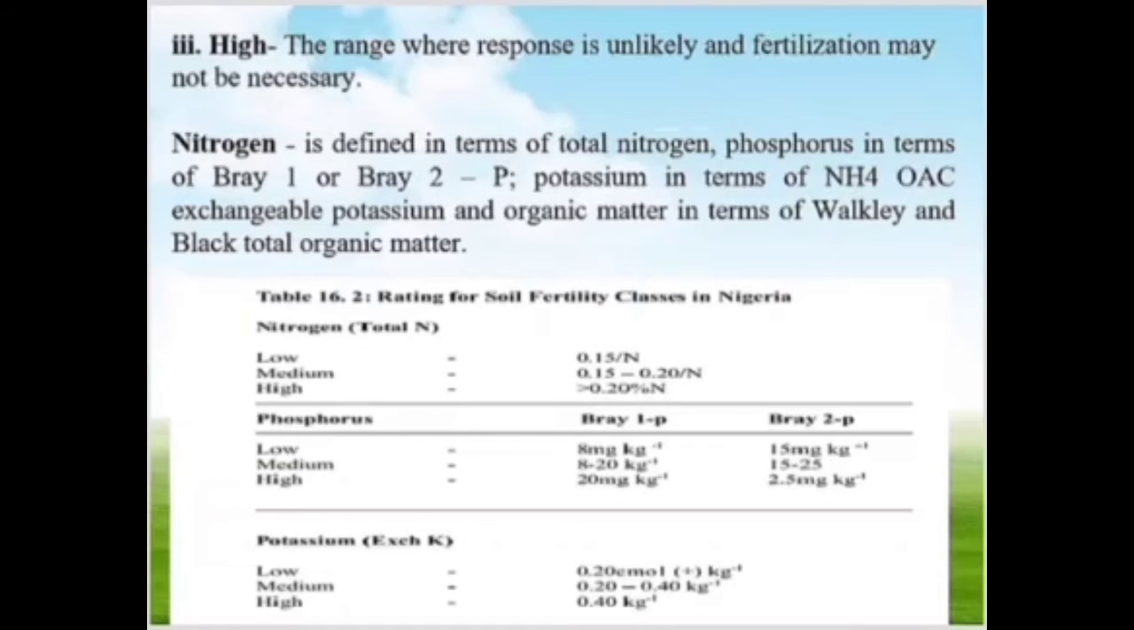Nitrogen is defined in terms of total nitrogen. Phosphorus in terms of Bray1 or Bray2. Potassium in terms of NH4OAc exchangeable potassium, and organic matter in terms of Walkley-Black total organic matter. Table 16.2: Rating for soil fertility classes in Nigeria. Nitrogen total: we have here low, medium, high; phosphorus Bray1 and Bray2: low, medium, high; and potassium with low, medium, high.